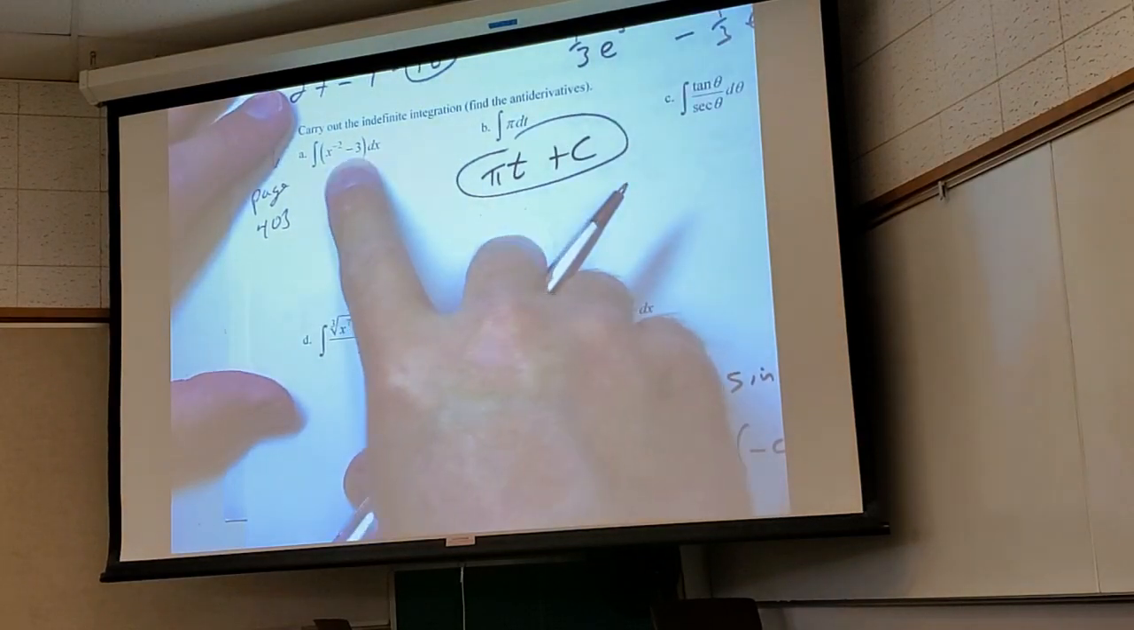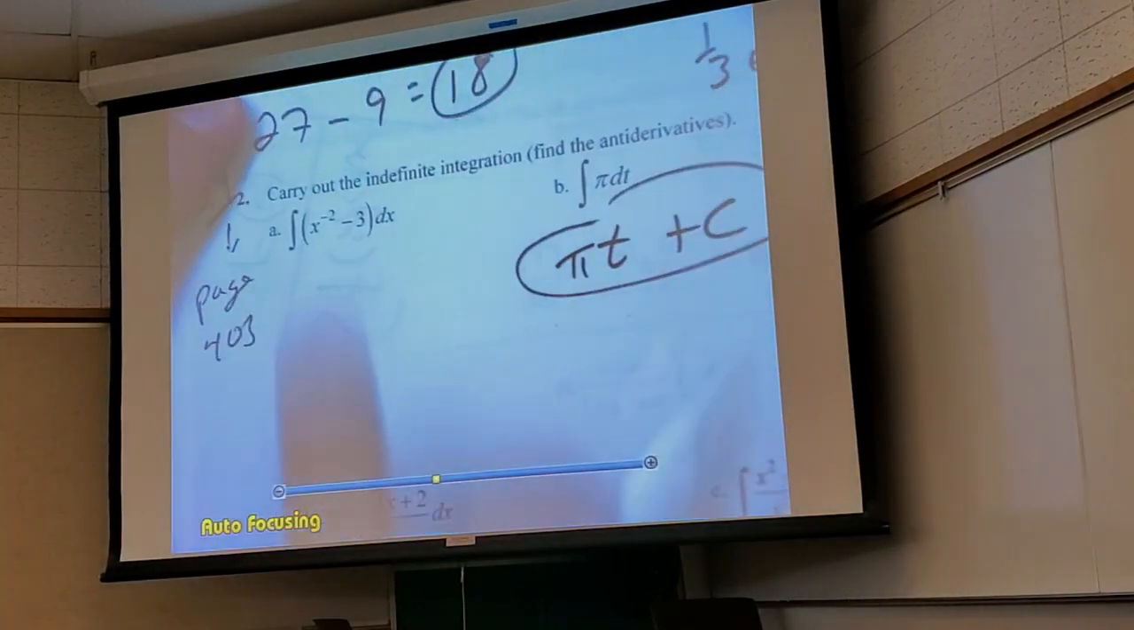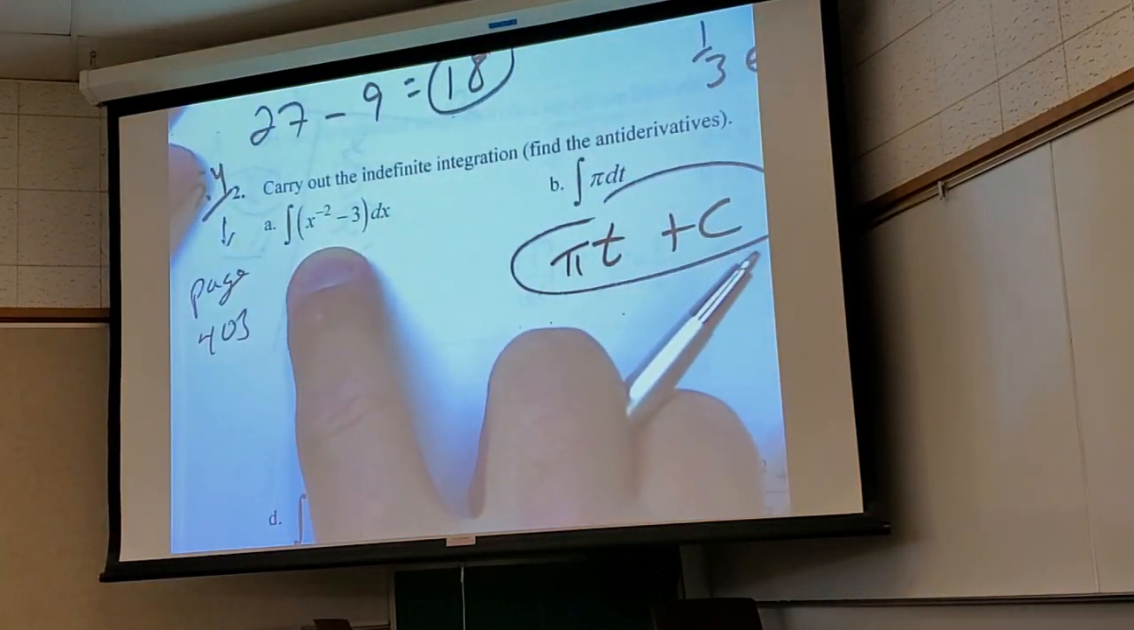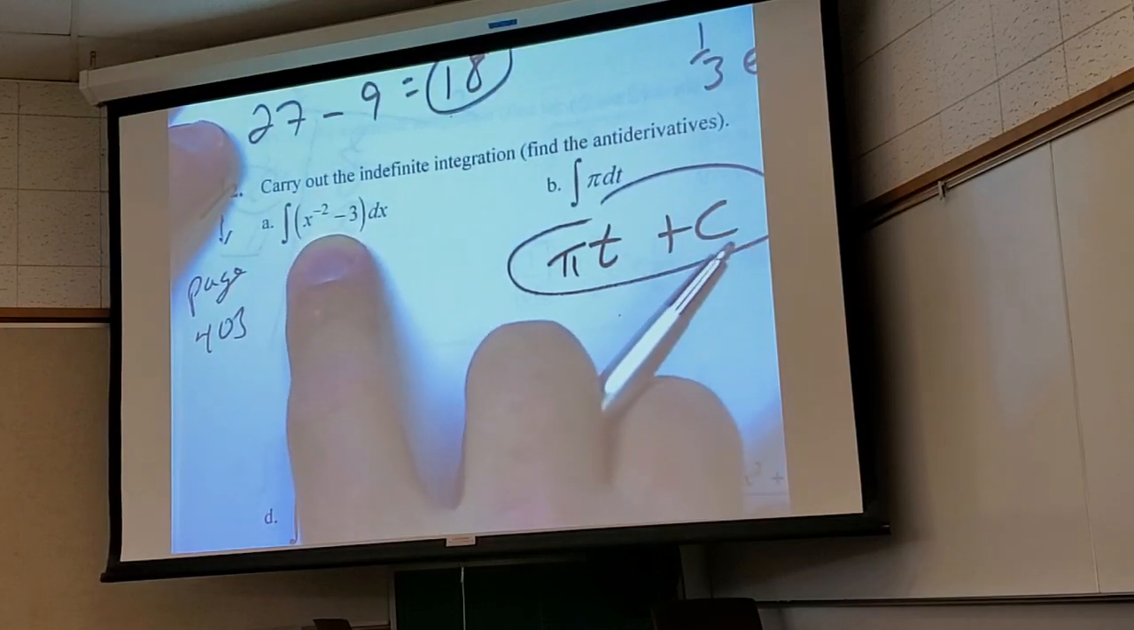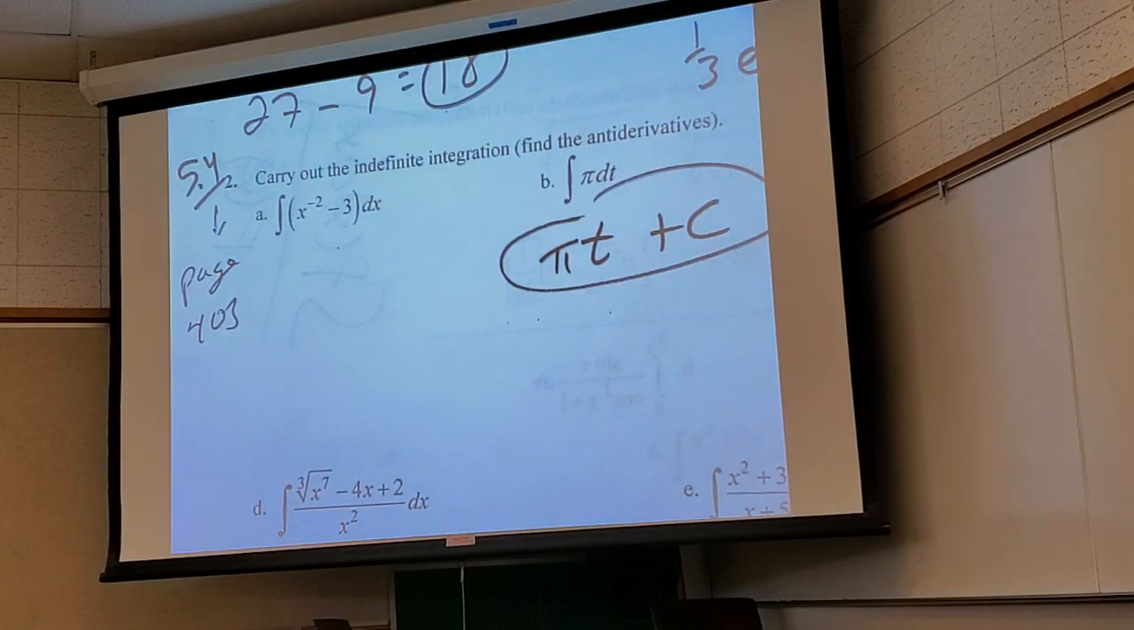So what do you guys think about this one here? How would I integrate x to the -2? What's its antiderivative? So when you differentiate, the power goes down by 1, right? And it comes down. So when I integrate, what's going to happen to the power? It's going to go up 1, so it's going to be at where? -1. I love it.